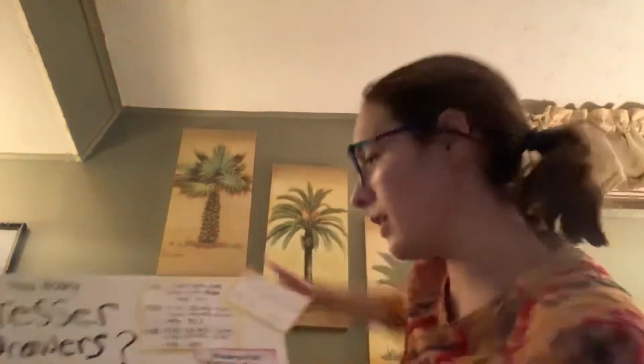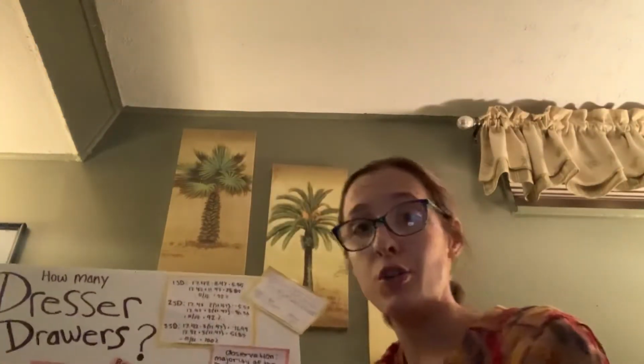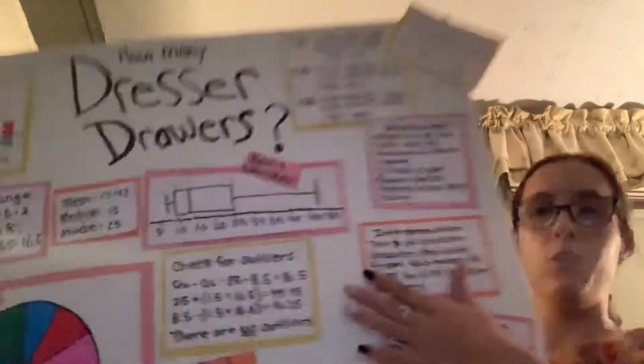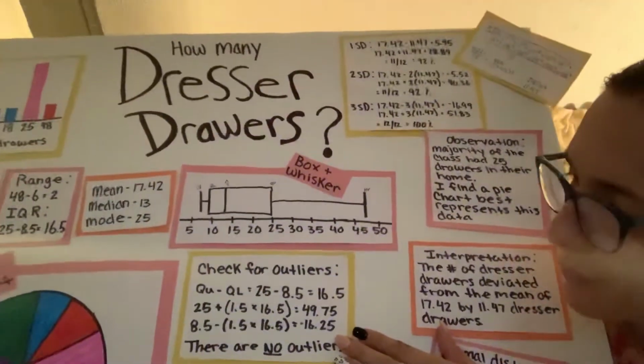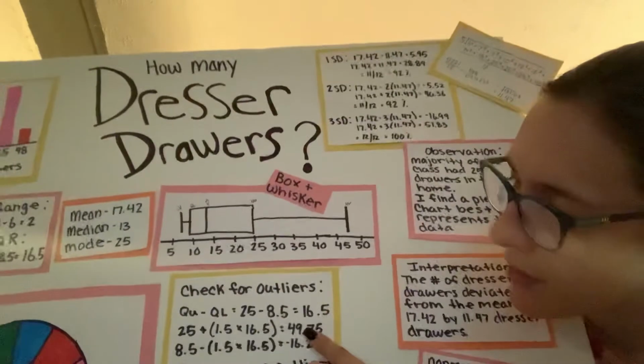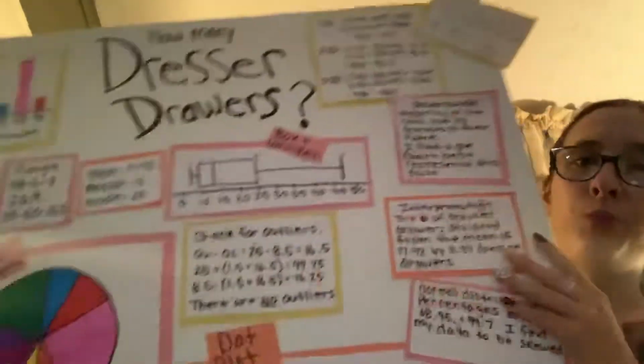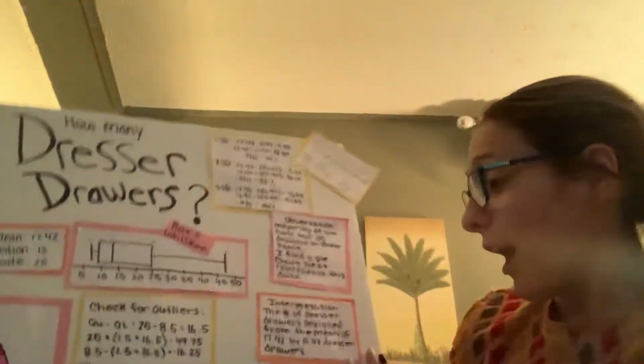Next we can go, I had no outliers. You can see my solution here. We plugged everything in and we decided that we have no outliers.